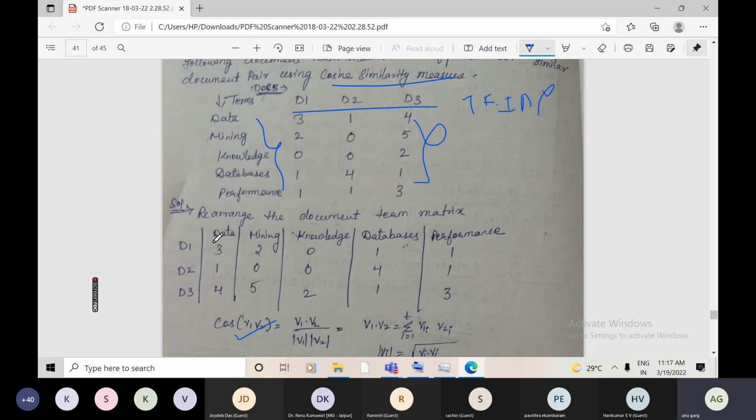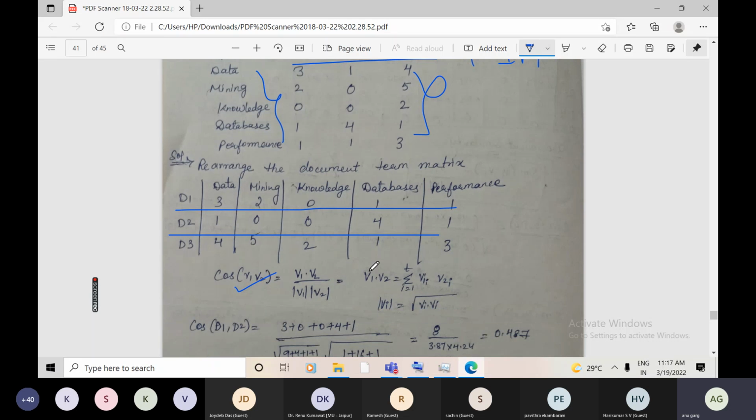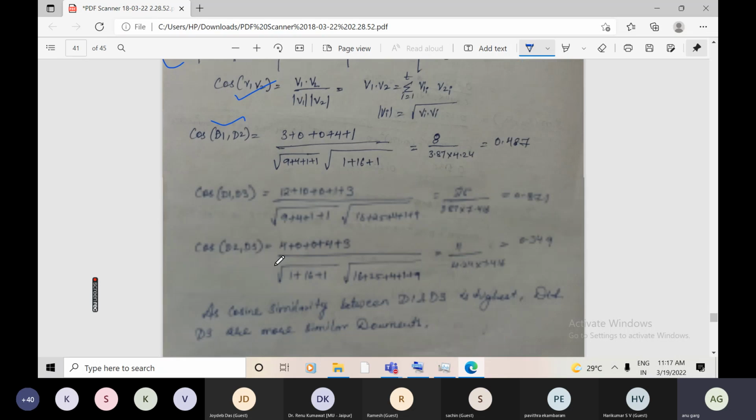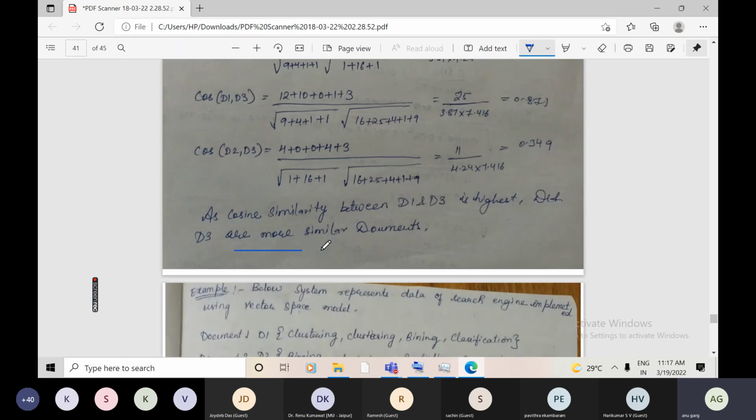But here I just did a transpose of this and I have written like this. You have to write it like this, otherwise there will be confusion. Write it in this manner: in the vertical you write documents and in the horizontal you write the terms. And then do the cosine similarity. Do it for D1, D2, D1, D3, then for D2, D3. And whichever value is coming more, those two documents are more similar. Okay.